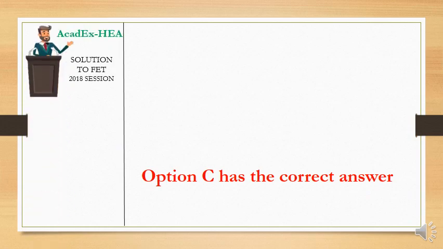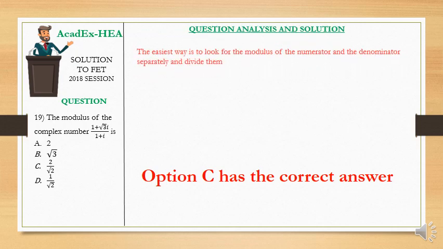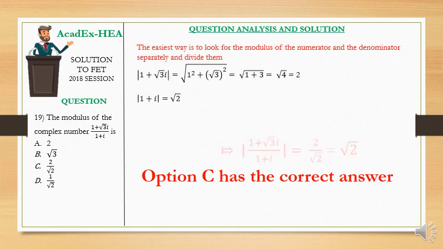Okay, now we continue with the next question, which also has to do with complex numbers. Now the modulus of the complex number 1 plus the square root of 3i over 1 plus i is, so we have 1 plus root 3i over 1 plus i.